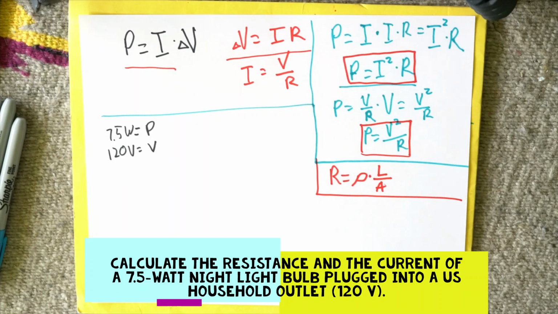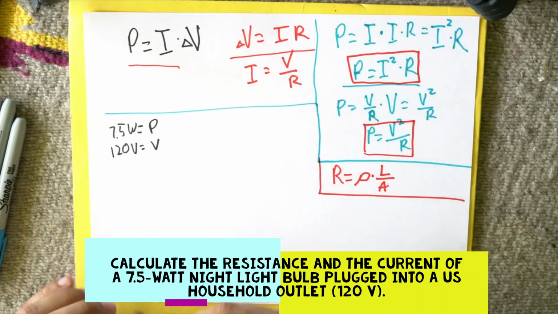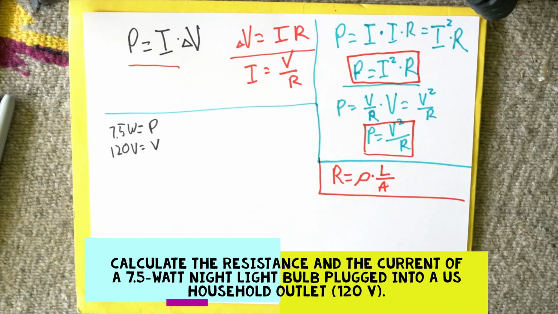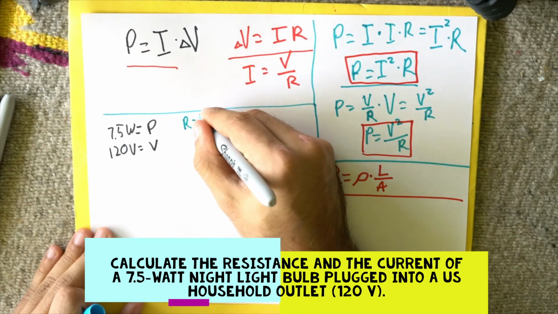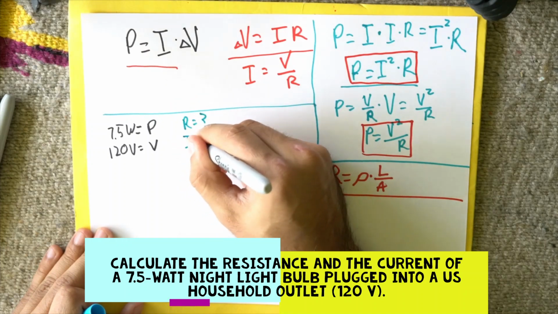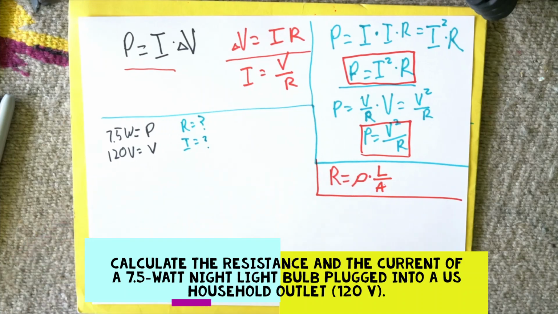Moving on to the next question. Here it is. What we are given is the power and the voltage in the outlet. We need to find now the resistance and the current. So I'm trying to figure out what R will be and what I will be.